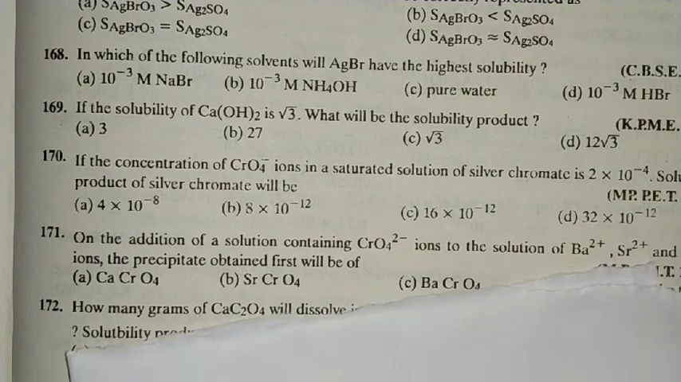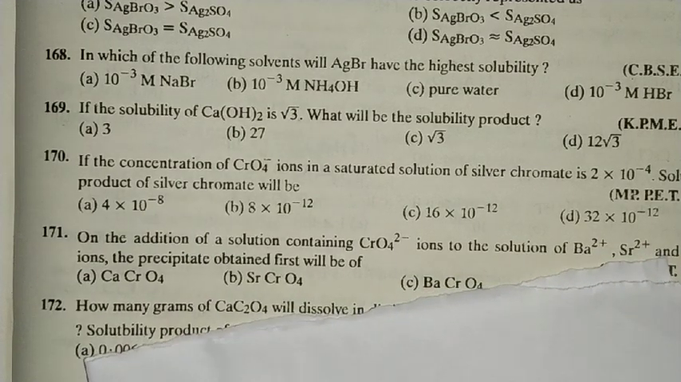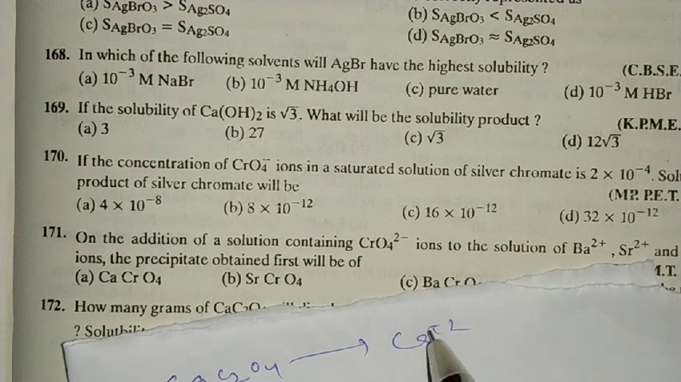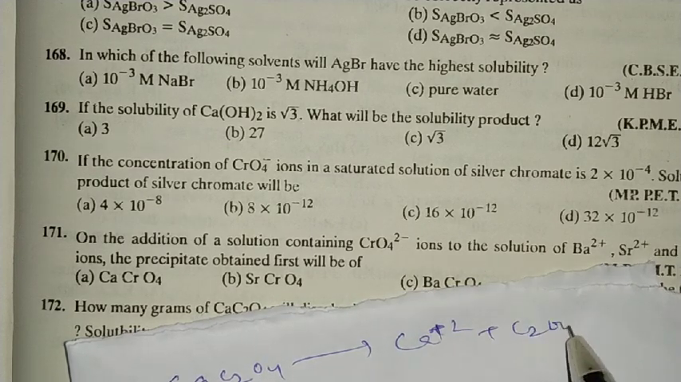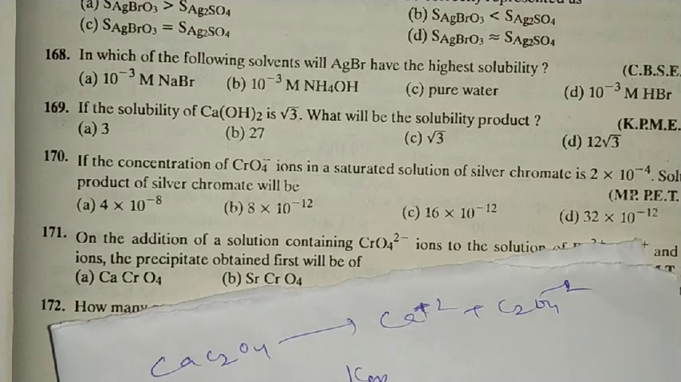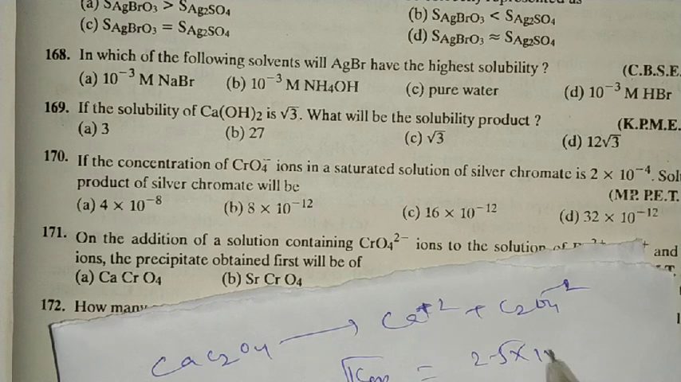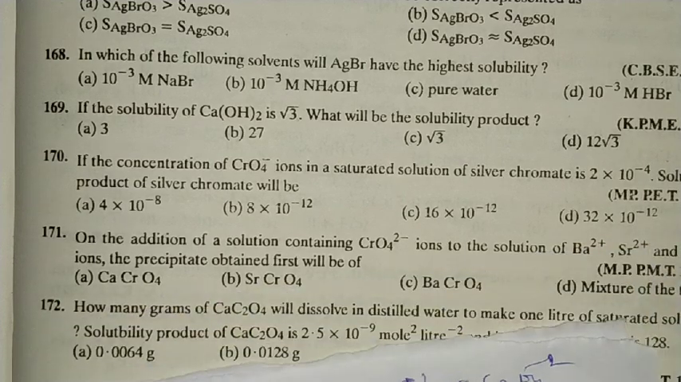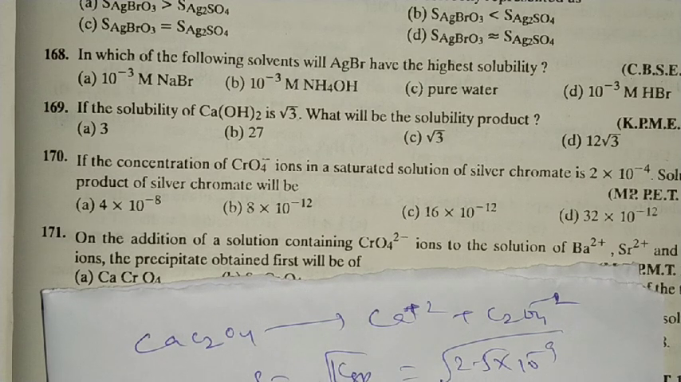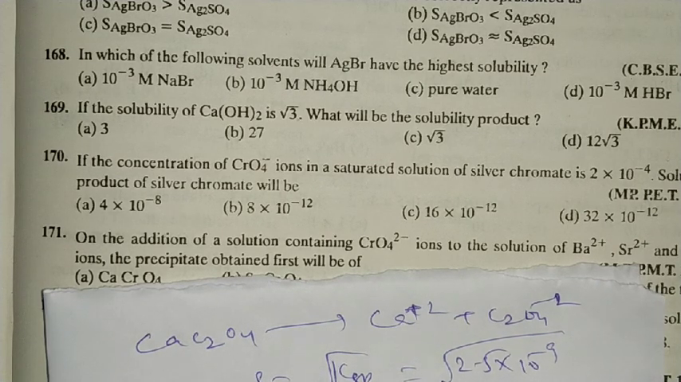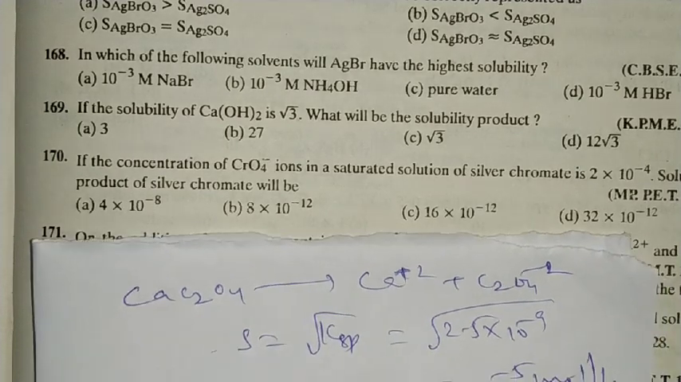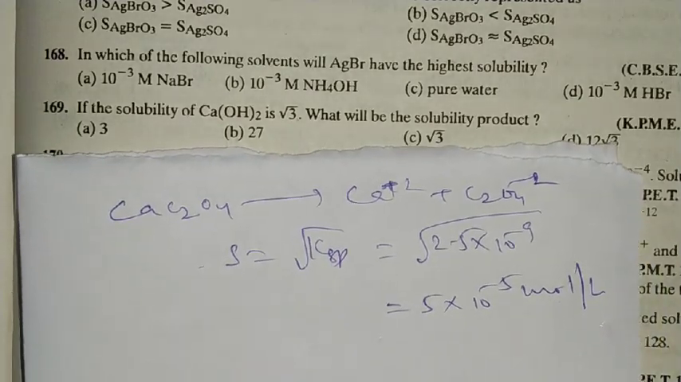First of all, what is the splitting of this CaC2O4, calcium oxalate? It converts into Ca²⁺ plus C2O4²⁻. That means AB type. Then S equal to √Ksp. So √(2.5 into 10 power minus 9), because the solubility product value is already given. So if you simplify, what you get here? 5 into 10 power minus 5 mole per liter, because solubility is nothing but concentration in mole per liter.